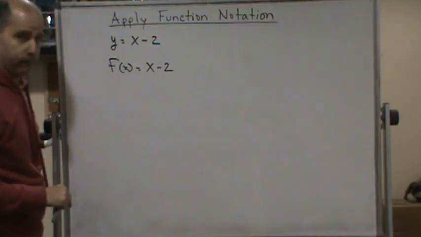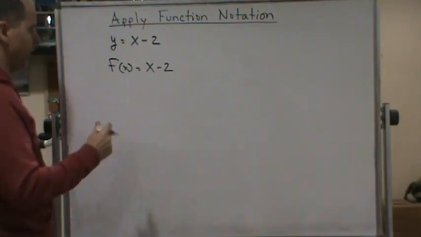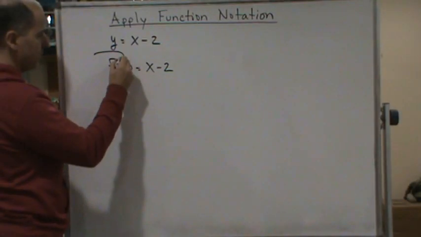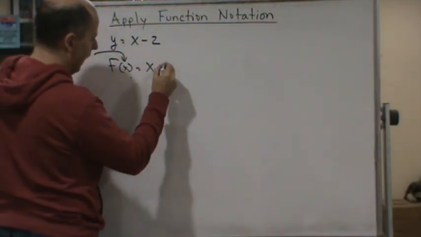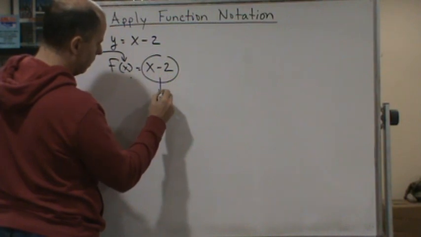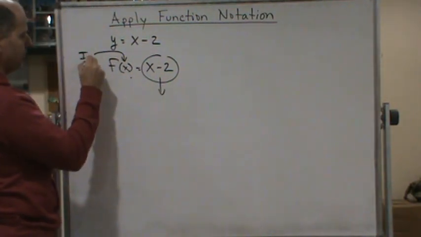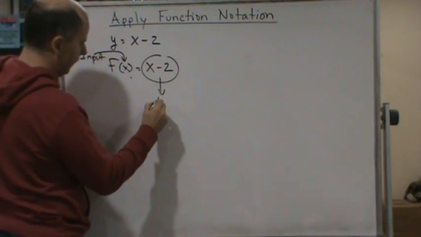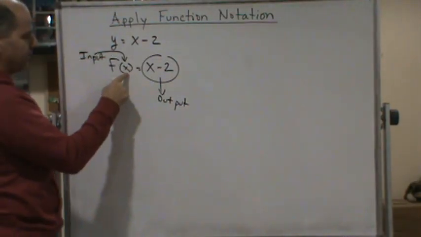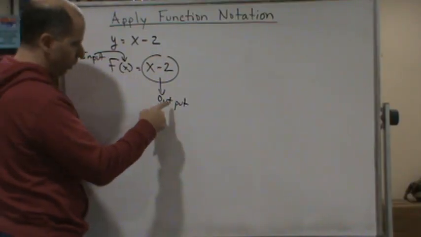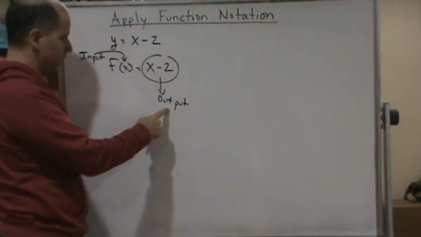Okay? So think of our function as a machine where we put an input into the function and we get an output. So we have input and output. If we put the same thing into the machine, we will always get the same thing out.